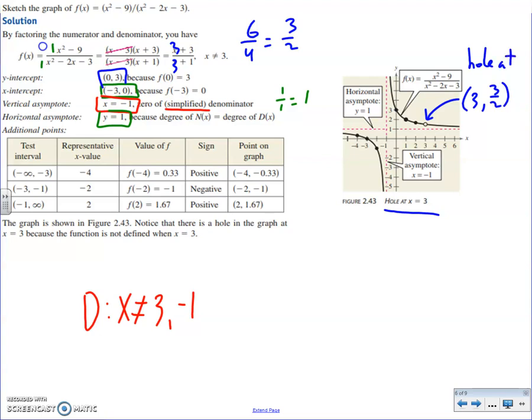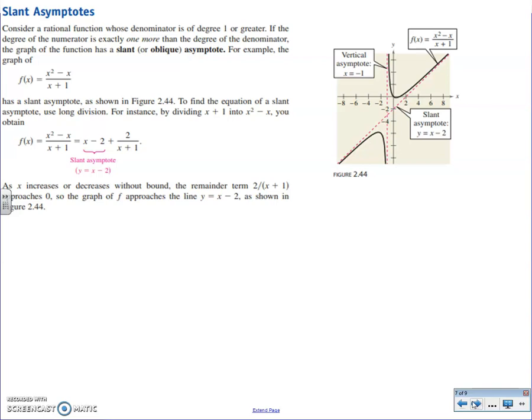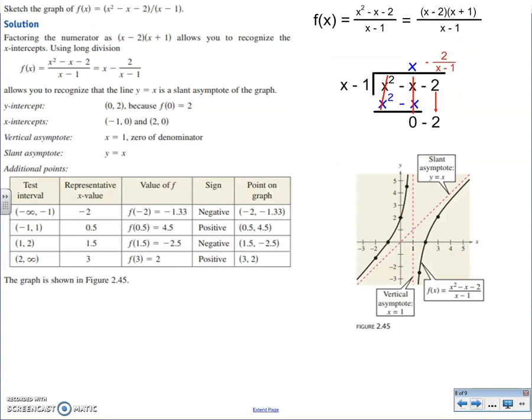Hole at that. So here the domain is all real numbers except for this, negative 1, and this, 3. They couldn't use those 2 x values. All right. Slant asymptotes, I want to say they're oblique, they're slanted. You must do long division, but here's what it looks like right here. All right, so I'll let you read that. But here's the real problem.